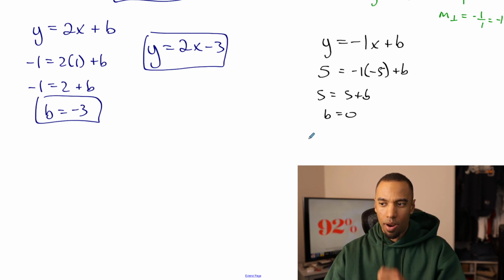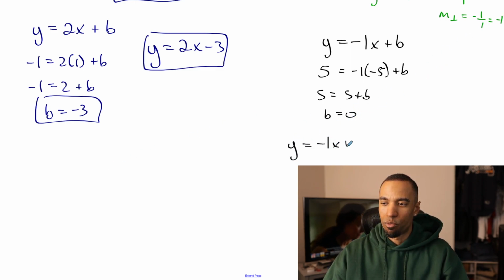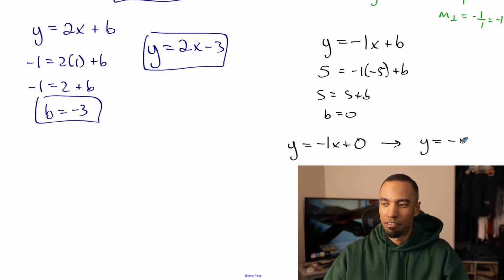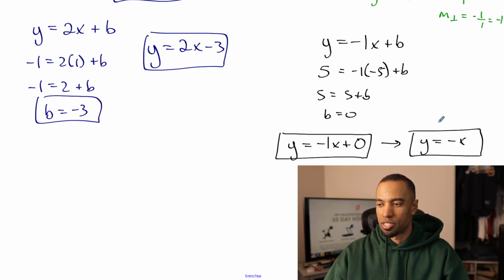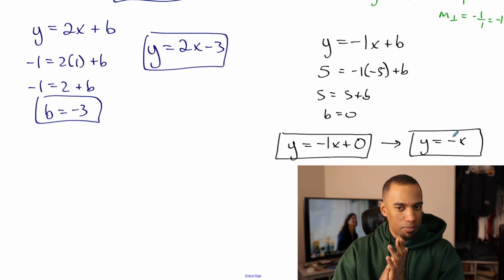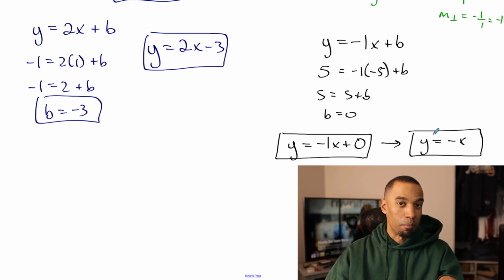Now, there's one way I could write this, which with the slope of negative 1 and a b of 0, it would be y equals negative 1x plus 0. Another version of that is just y equals negative x. Negative 1 times x is negative x. Anything plus 0 is just itself. So either or is an accepted kind of version of that value or variations of it. But if you see that, you got to know what it means.